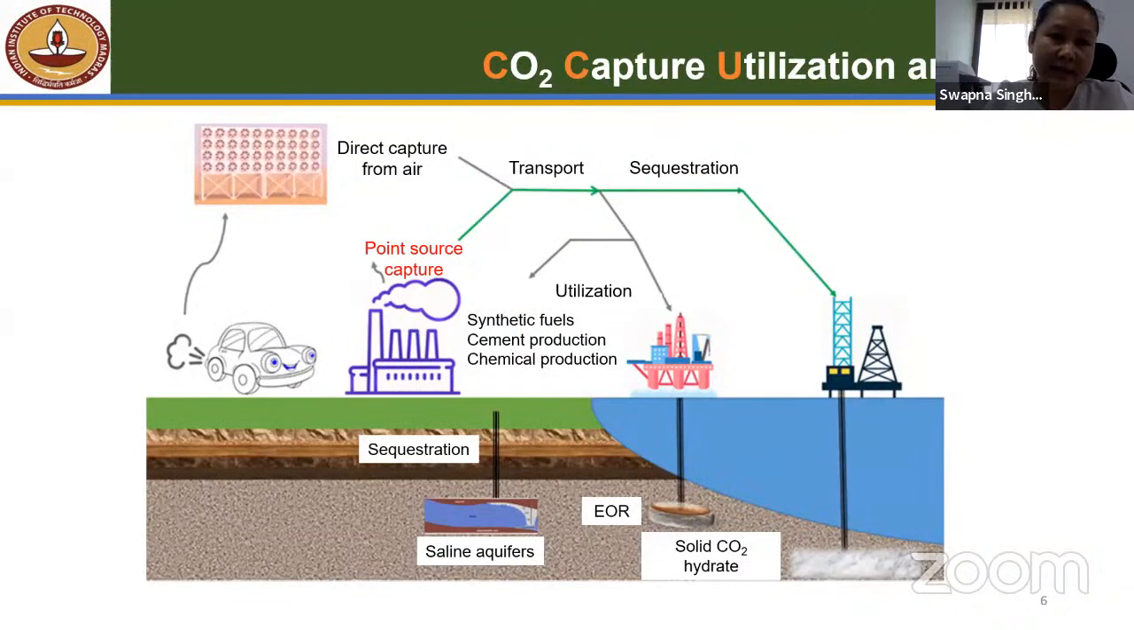Another is utilization, which is another important application, where the CO2 captured from point sources or direct sources will be utilized for further value-added products, for example for cement production and some chemical productions. So this is CCUS: first is the capture, then it is transported and utilized, or it is sequestered and stored somewhere.